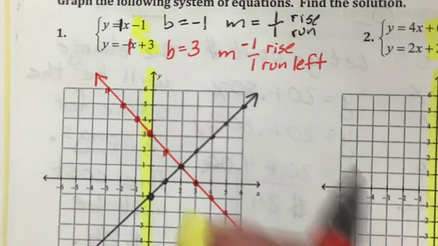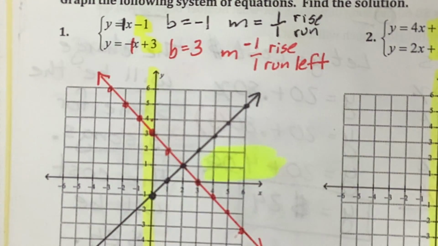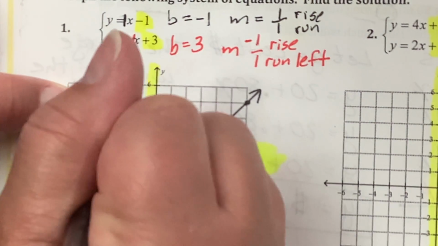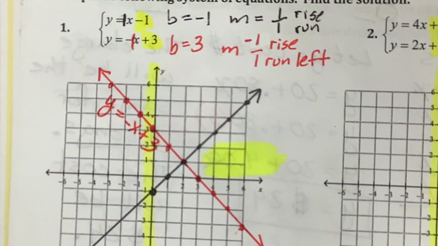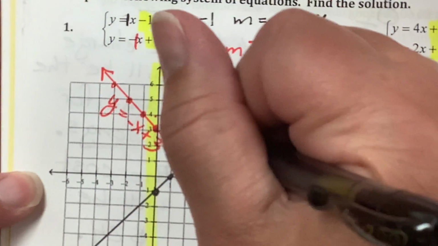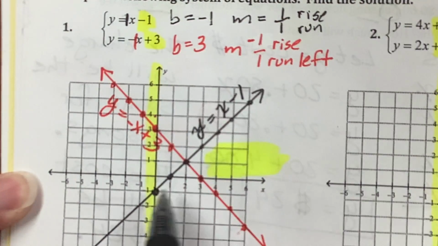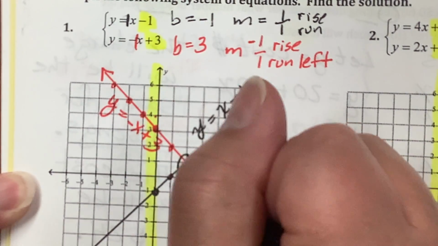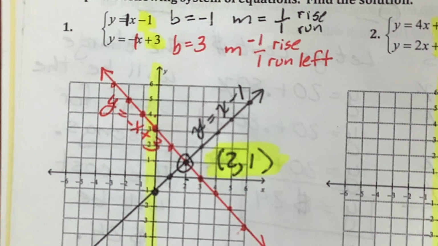And I'm going to put some highlight over here because I'm going to write my answer over here. You know, I like to highlight that. And this is y equals -x plus 3. And this one is y equals x minus 1. And where do they cross? 2, +1. So circle that and write it down. 2, +1. There we go. Not so bad, not so bad. We're all done with that problem.